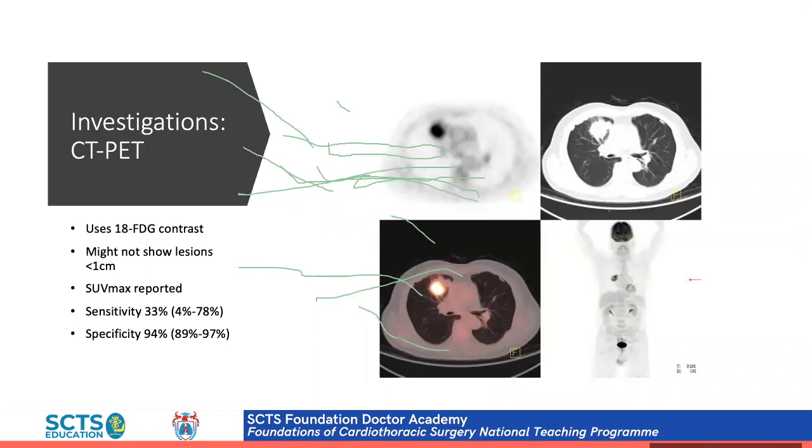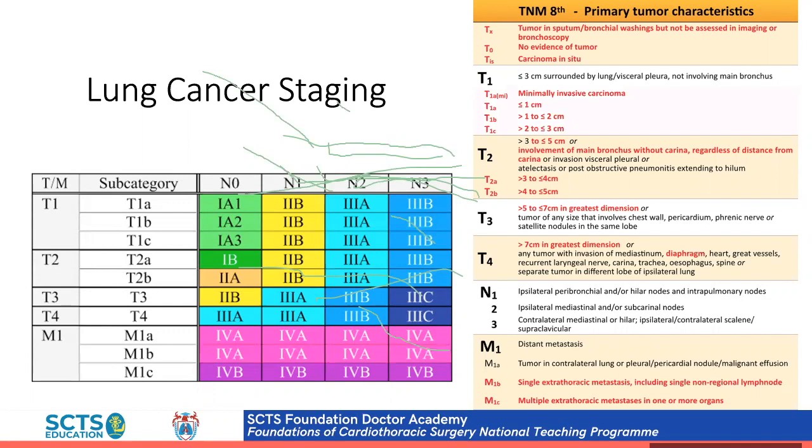So we've kind of done a CT. So that gives us an idea about the T. So we kind of know roughly about the size now. So we can stage it in terms of size.